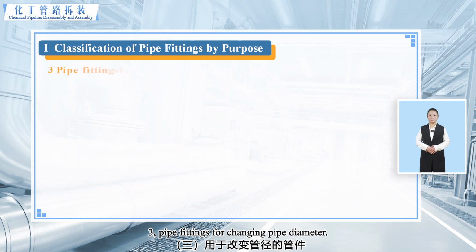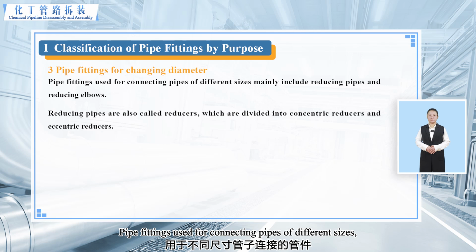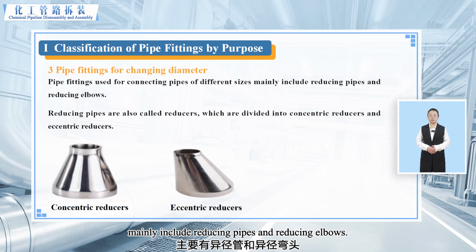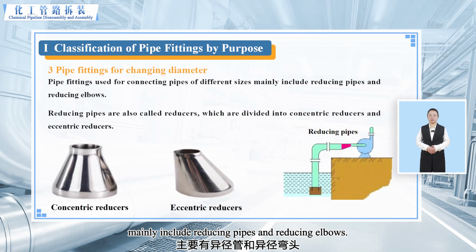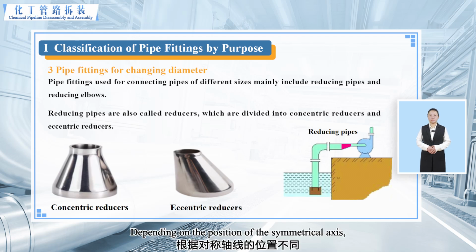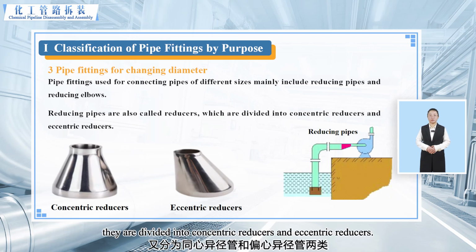Third, pipe fittings for changing pipe diameter. Pipe fittings used for connecting pipes of different sizes mainly include reducing pipes and reducing elbows. Reducing pipes are also called reducers. Depending on the position of the symmetrical axis, they are divided into concentric reducers and eccentric reducers.